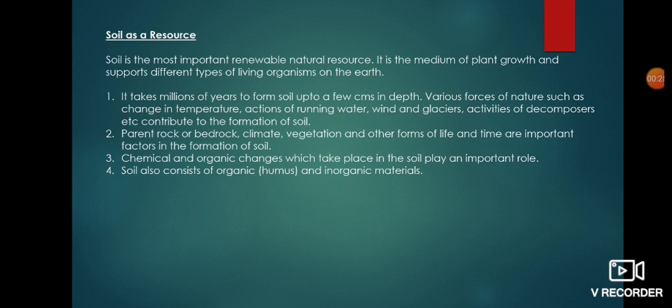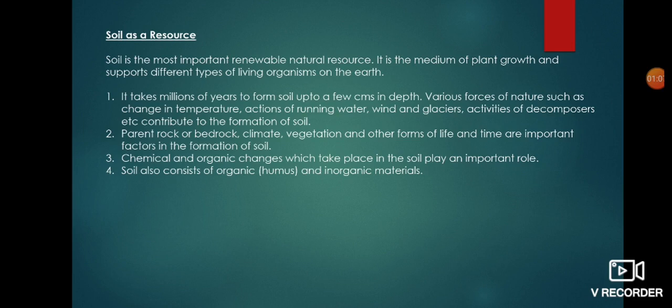Various factors are responsible for the formation of soil. Because soil takes millions of years to form, it takes millions of years for the formation of a few centimeters of depth of soil. The various forces of nature, such as the change in temperature, actions of running water, wind and glaciers, and activities of decomposers, are responsible for the formation of soil. Besides that, the parent rock or bedrock, climate, vegetation, other forms of life and time are also important factors for the formation of soil.